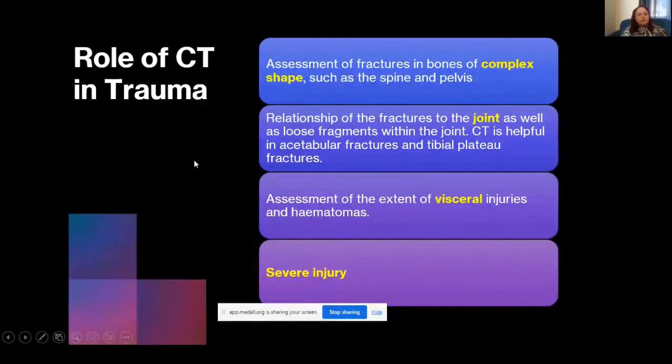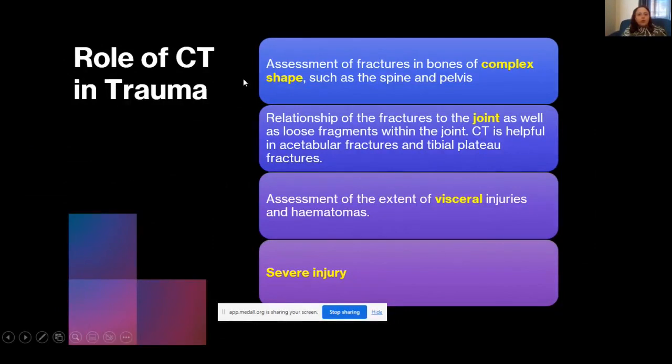Role of CT in trauma. Do we need CT in trauma? Yes, we do, but not in all cases. These are some examples. When we see some long bone fractures, like the humerus, the tibia, and the phalanges, it's sometimes easy to see the fracture lines.